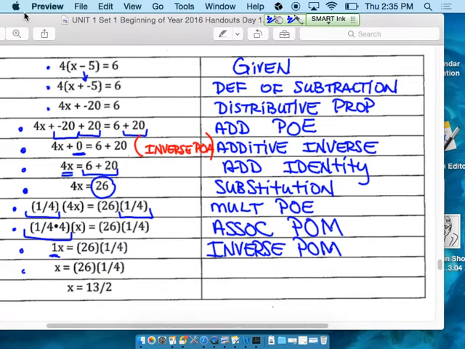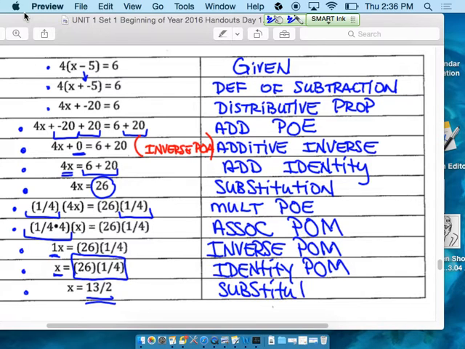And now in the next step, I have 1 times x, and I'm going to express that simply as x. And this is your identity property of multiplication. Any number times 1 is that number itself. And once again, I'll use POM for property of multiplication. And then finally, I'm taking the product of the two numbers here, and I'm going to replace it with the fraction 13/2. And this is a substitution.